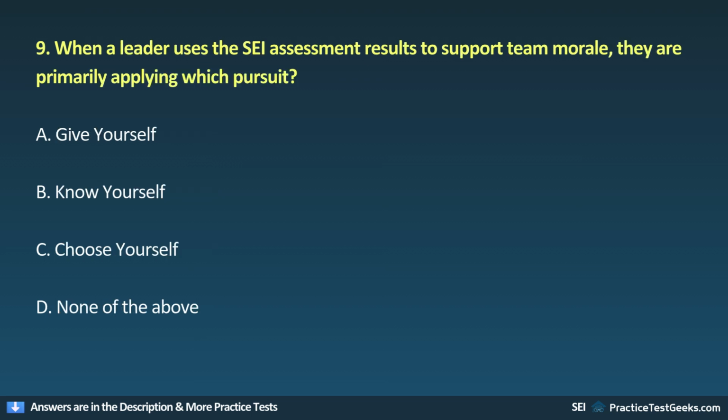9. When a leader uses the SEI assessment results to support team morale, they are primarily applying which pursuit? A. Give yourself. B. Know yourself. C. Choose yourself. D. None of the above.